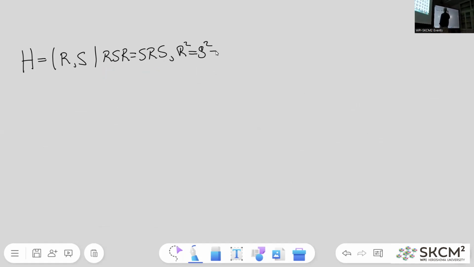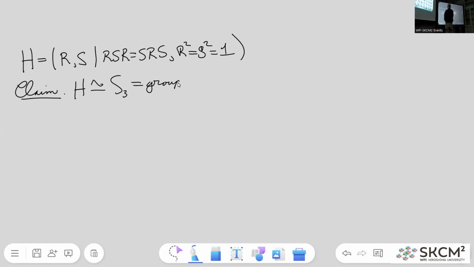Another group that I was telling you about, H, is the group generated by R and S, such that RSR equals SRS, and R squared equals S squared equals the identity element of the group. Now I don't know if I wrote it down that way last time, I think I did, but my claim about that group is that it is finite, and that it's actually isomorphic to S3, the group of permutations of three objects.